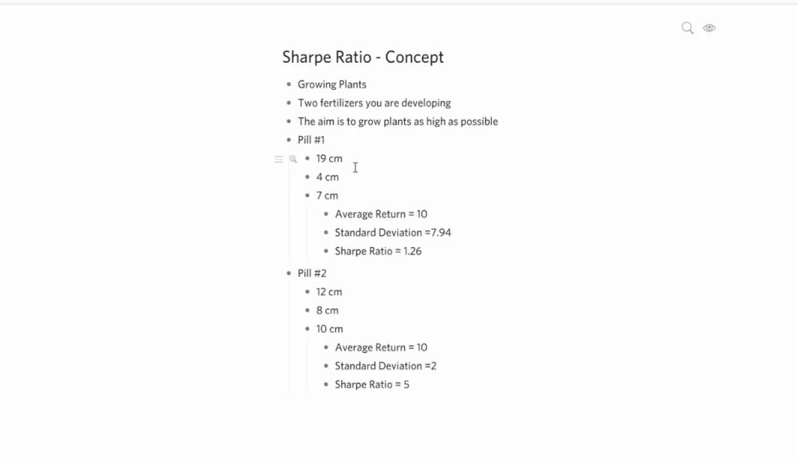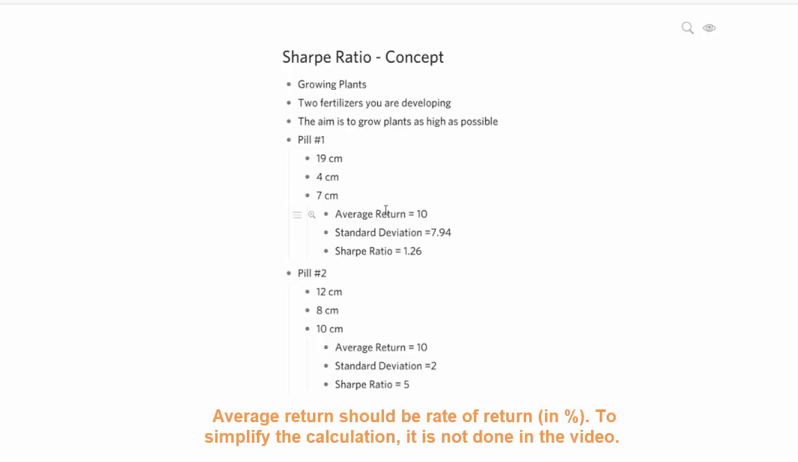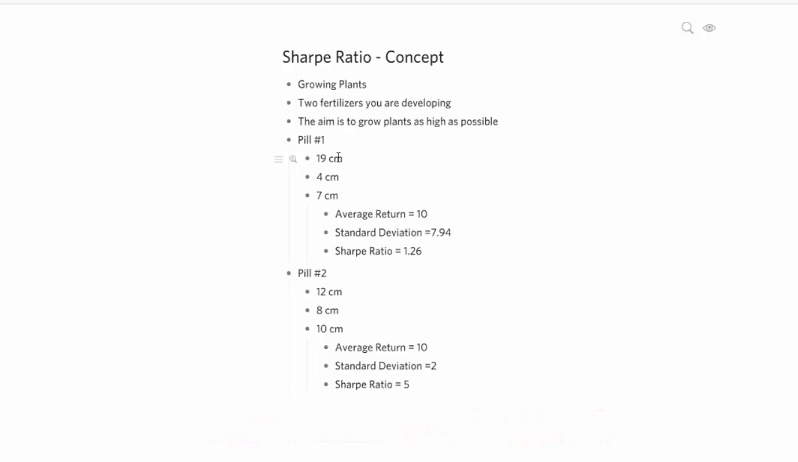After you measure that, you take the average growth of these plants, and I wrote down average return. It's because to calculate Sharpe ratio, one of the numbers that we need is average return. And in this case, it's basically how much the plant grew, so it's like a return essentially here. The average for that is 10 centimeters. You basically add 19 plus 4 plus 7, and then divide by 3, which gives you 10.